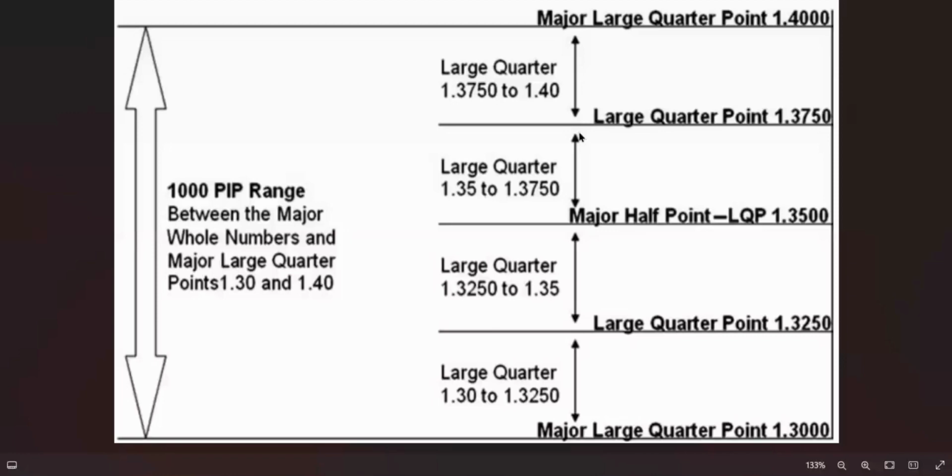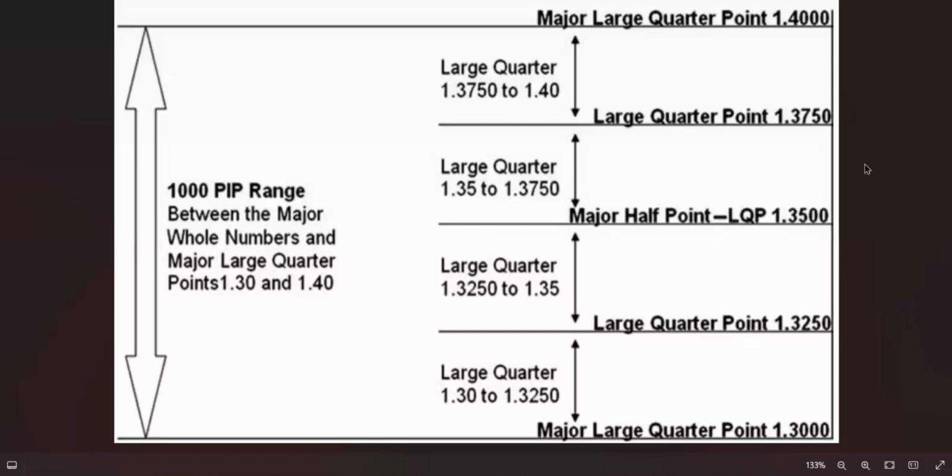Now this is a way of arranging major large quarter 4,000. Remember that in price we divide price from each 1,000 to the next 1,000. Now what we mean here is this: this is a 1,000 pip range between the major whole numbers and major large quarter points. This is a way of dividing price into 4 equal parts, otherwise known as the quarters.